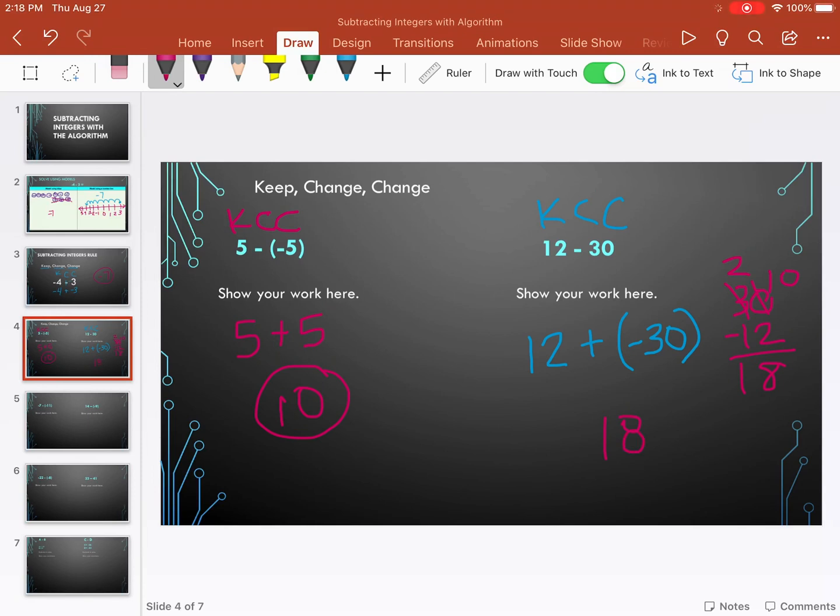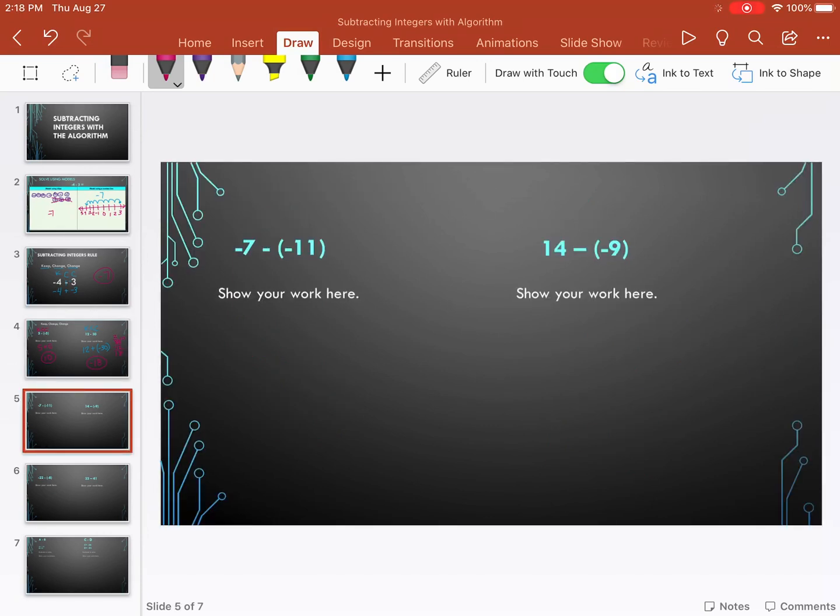Okay, so different sign subtract. Keep the sign of the larger number, then you'll be exact. So I'm going to keep the sign of the larger number, the larger absolute value, right? So 30 was larger, it was negative, so -18 is my answer for this one. Okay, go ahead, you do this one. So keep, change, change, and let's see what you get.